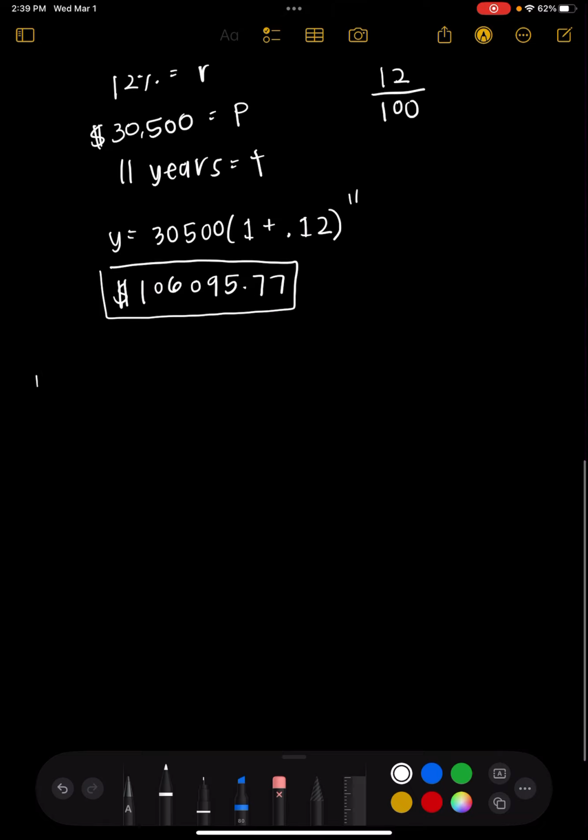Okay, last example. All right, a rubber bouncy ball is dropped from a height of 115 inches onto a hard flat floor. So 115 inches. After each bounce, the ball returns to a height that is 20% less than the previous maximum height. What is the maximum height reached after the 7th bounce?